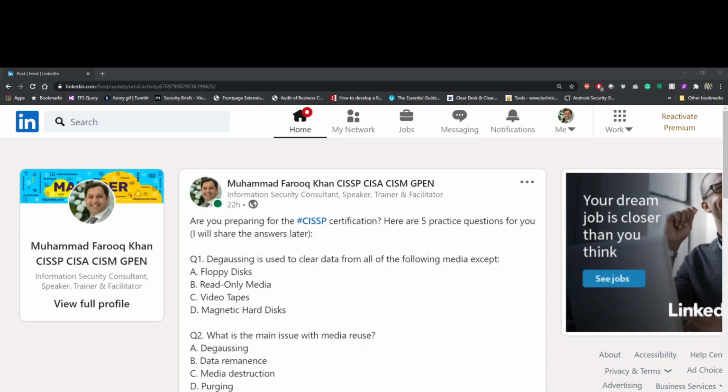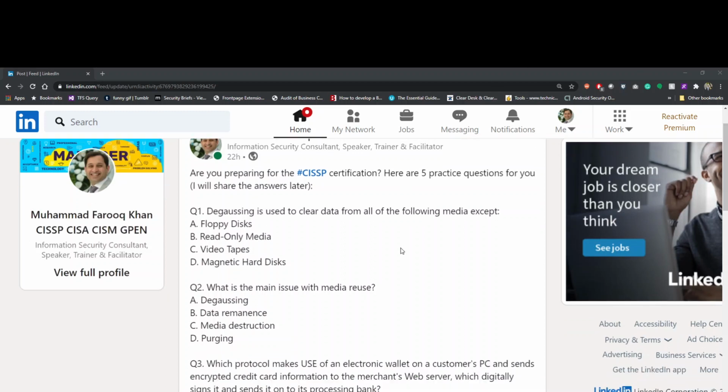That risk is basically called data remnants. So data remnants, how do you define that? It's the residual representation of digital data that remains even after attempts have been made to remove it. That is going to pose a risk of data restoration by the other user who may be assigned that media for reuse. So it has nothing to do with degaussing, media destruction, or purging. The best answer is data remnants.